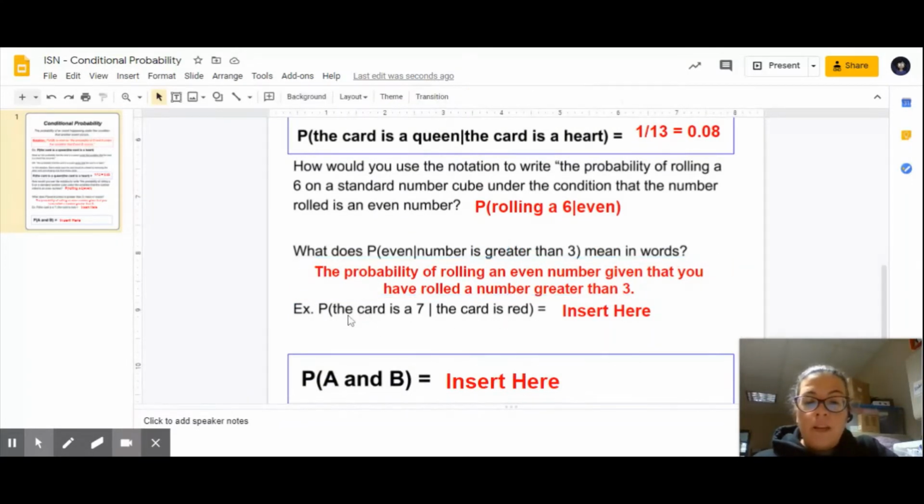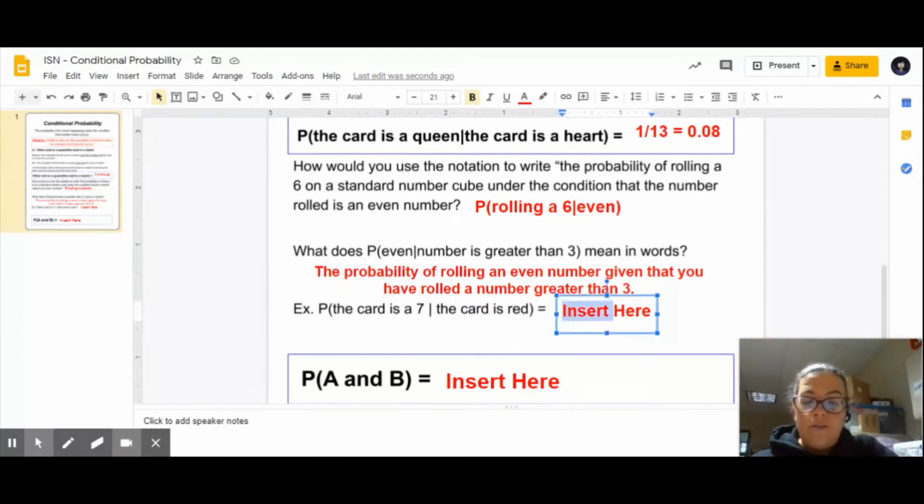Example: the probability the card is a 7 given that the card is red. If we look in a deck, the first thing we're looking for is just the red cards. Half of the cards are red. There are 52 cards total in a deck, and out of those 52, 26 of them are red. So we know our denominator is going to be 26. We're looking for the cards that are a 7. Of the red cards, there's a red 7 of diamonds and a red 7 of hearts. So there are 2 red 7s out of these 26 cards.